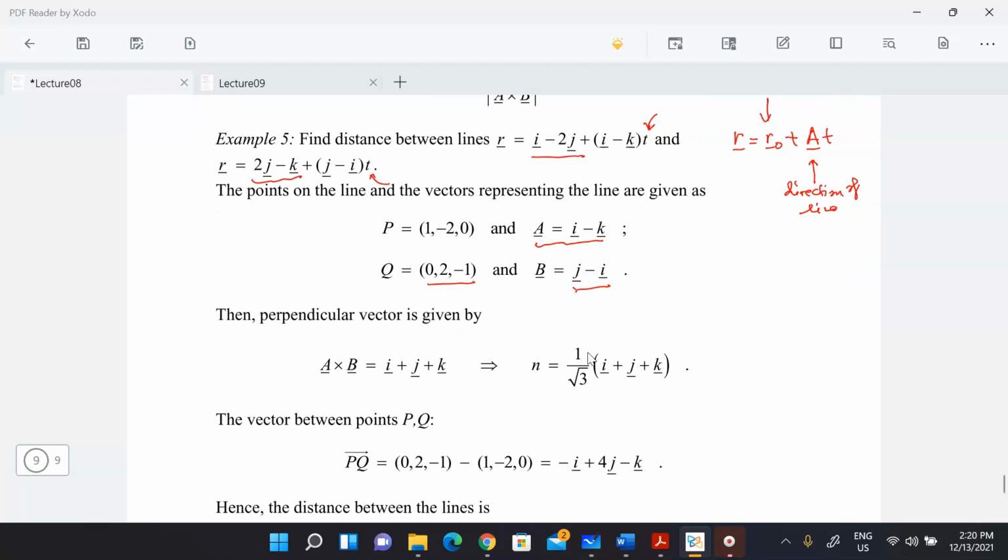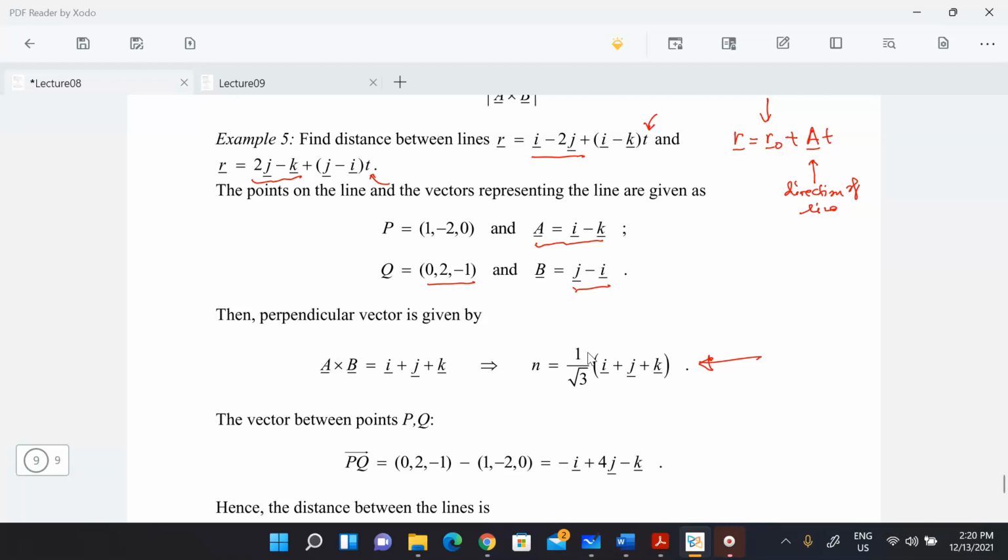Okay, so you need the normal to both lines. So you take A cross B, where A is that and B is that, and then you do the cross product, and that should be easy enough because there are only two terms in these two vectors. So you get i plus j plus k, and then take the norm of that and divide by the norm, and that gives you the unit normal to the two lines.